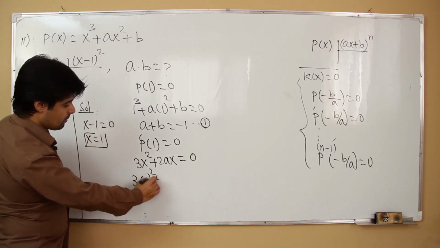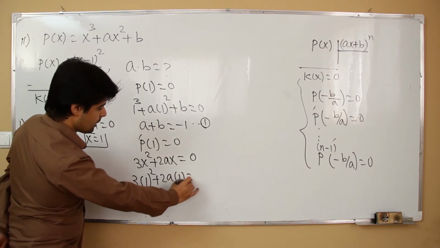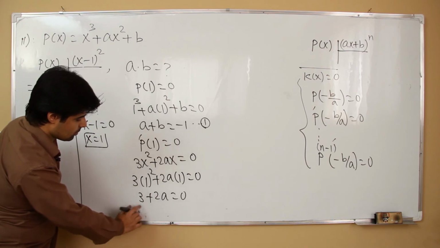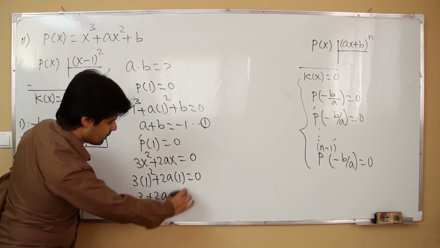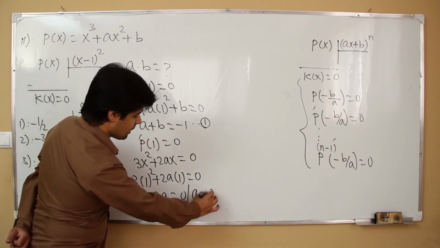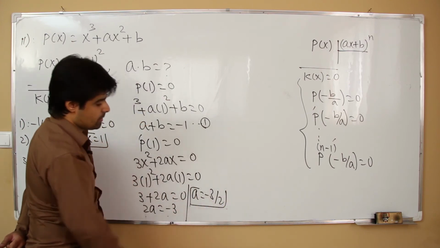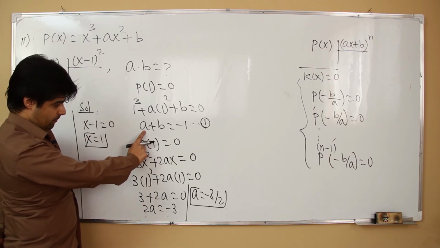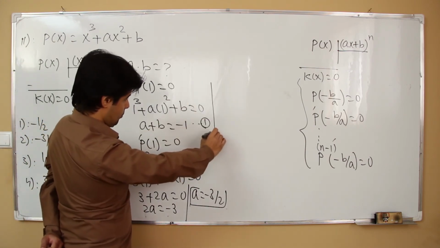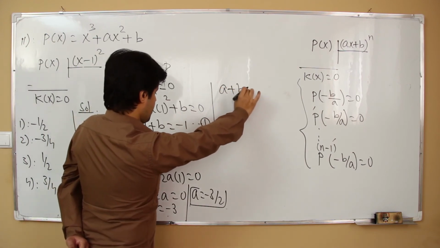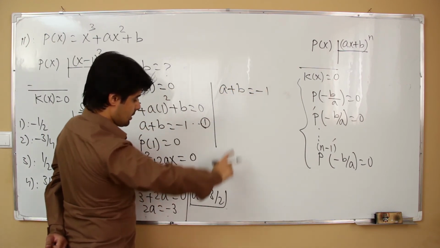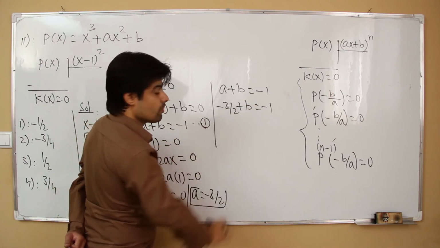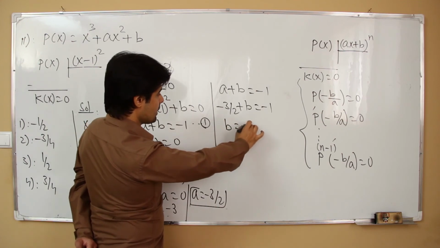3 times 1 squared plus 2a times 1 equal to 0. Now it's 3 plus 2a is equal to 0. 2a is equal to minus 3. Divide both sides by 2. It is a equal to minus 3 divided by 2. Instead of a, you have to put in here minus 3 divided by 2. So I have a plus b is minus 1, instead of a minus 3 divided by 2, plus b is equal to minus 1. Then b is minus 1.